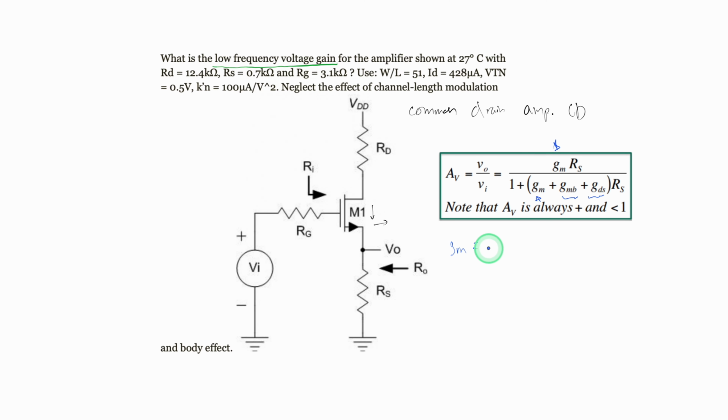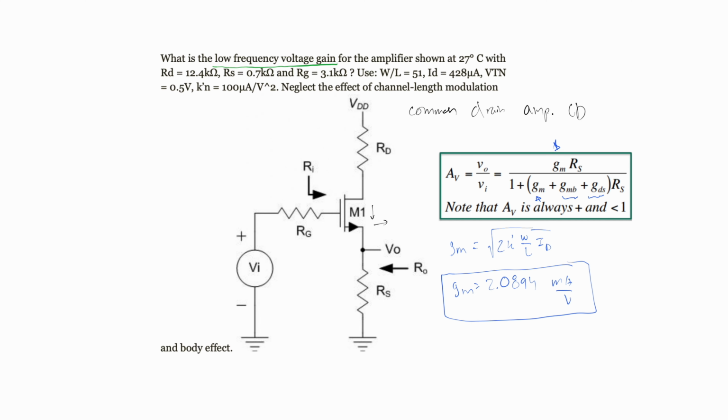So this is equal to the square root of 2 times our K prime times our W over L, and this is being multiplied by ID. And so now we can plug in our values. After we plug in our values, we're going to get that our GM is equal to approximately 2.0894, and this is measured in milliamps per volt. So this is going to be our answer for GM.